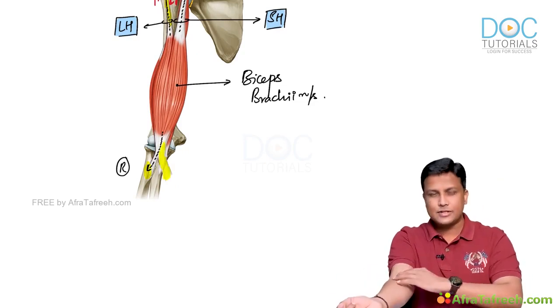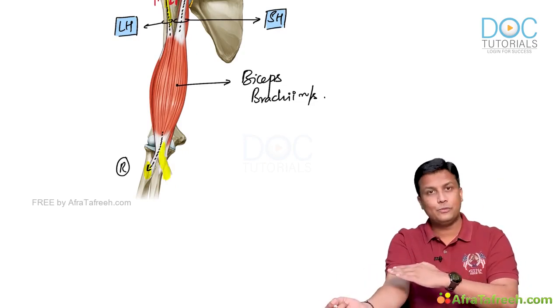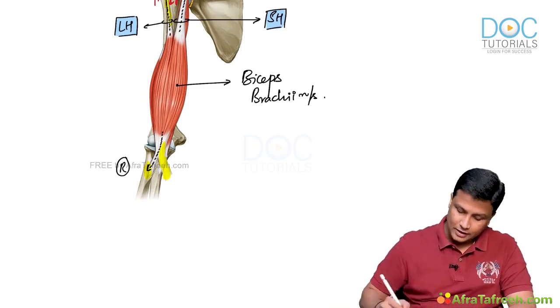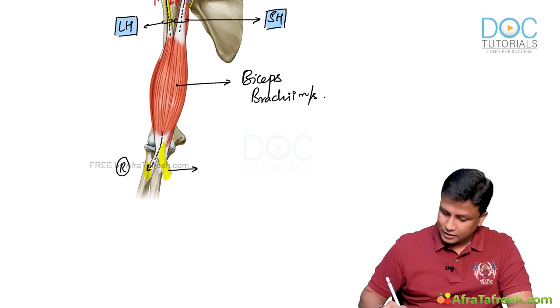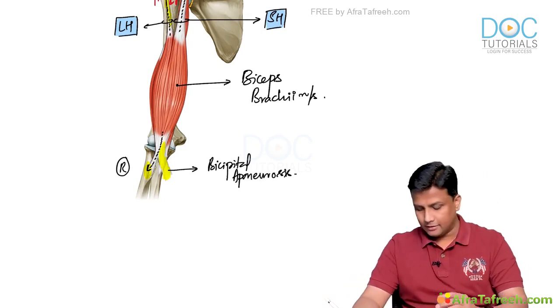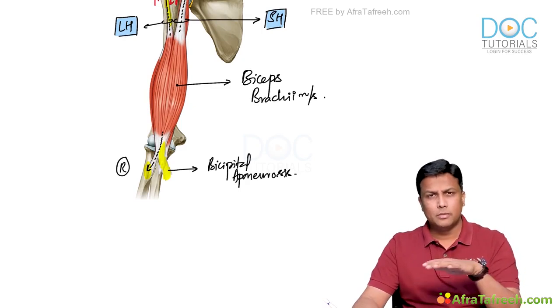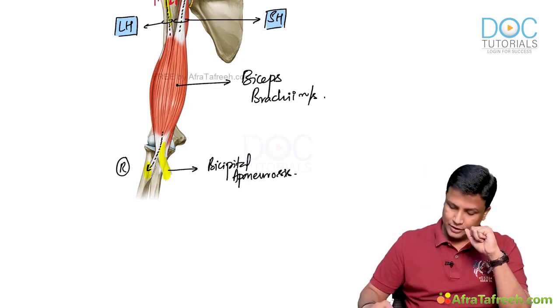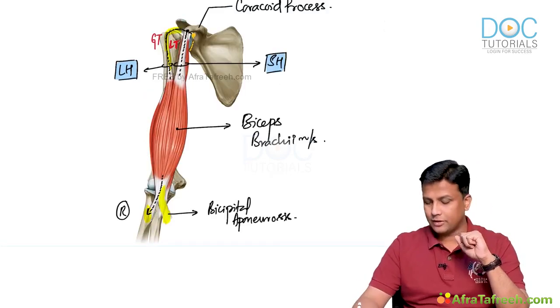And that aponeurosis will be forming the roof of the cubital fossa. Later on, we are going to discuss the cubital fossa. So remember, this is the bicipital aponeurosis, and that is going to merge with the roof of the cubital fossa. That's all. So in short, only 3 points you have to remember here.